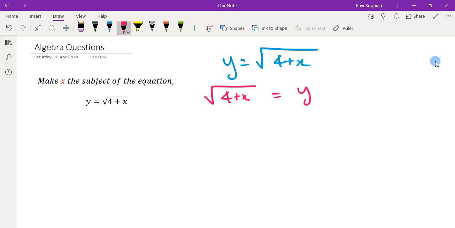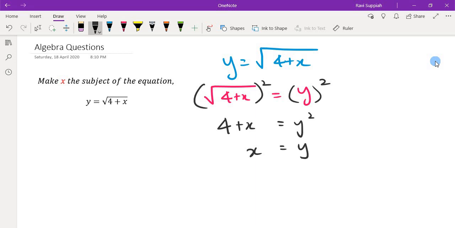For the left hand side expression, you see that there is a square root for the entire term. So in order for me to get rid of the square root, I must do a square. So on the right hand side also I do a square. When I have a square root and I have a square, the final power will become 1. So on the left hand side all I have is 4 plus x, and on the right hand side I have y squared. Finally, x equals y squared minus 4.